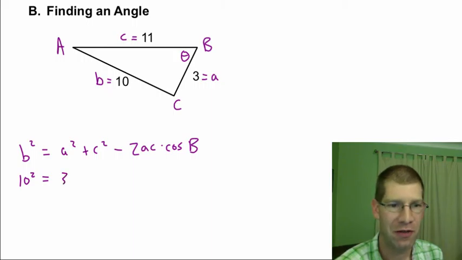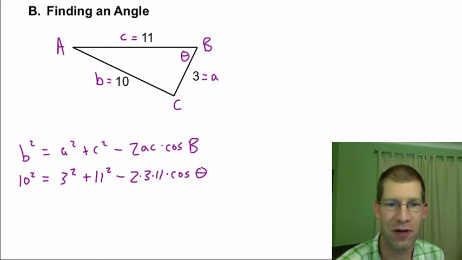Equals a squared, so 3 squared, or 9, plus c squared, so that's going to be 11 squared, or maybe you just write 121 right away. I like doing it 3 squared, 11 squared, because now I can just say, well, it's 2 times 3 times 11. 2 times this number times that number, times cosine of capital B. So you could leave it as a capital B, you could put in a theta, our variable for an angle.